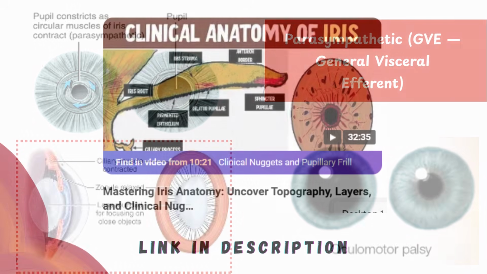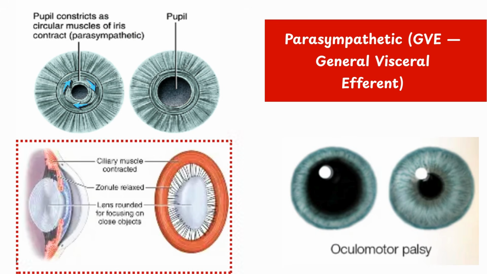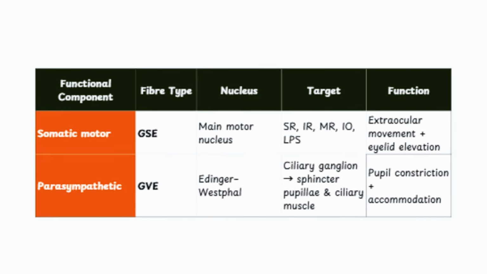The ciliary muscle is also an important muscle for accommodation. When the ciliary muscle contracts, the zonules will relax and the lens becomes more rounded. This is known as accommodation. So, the third nerve also plays an important role in the accommodation through the general visceral efferent fibers. Here you can see the summary of the somatic motor and the general visceral efferent fibers.